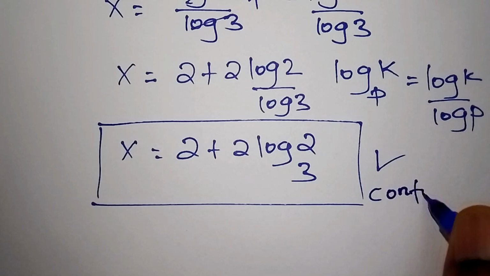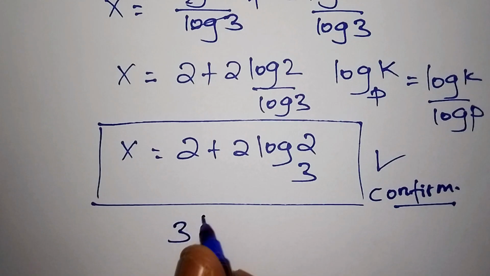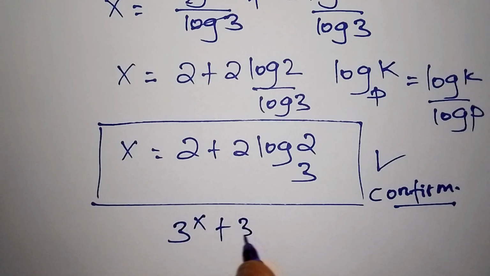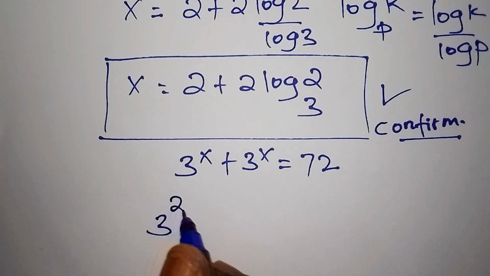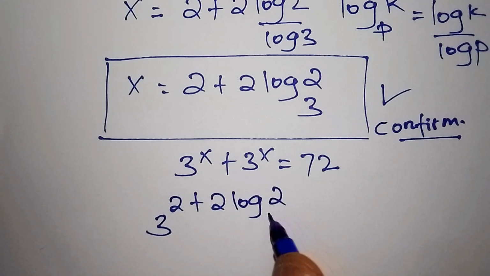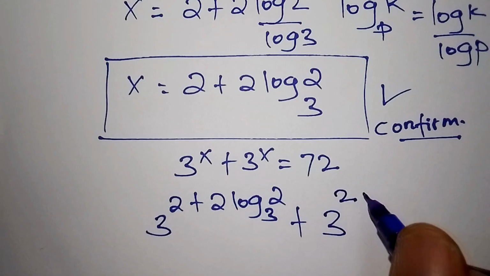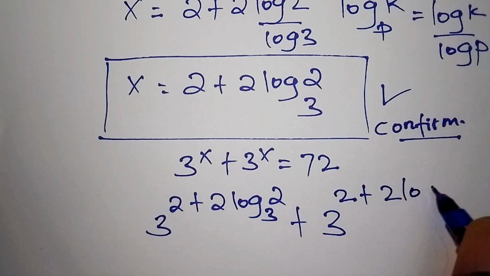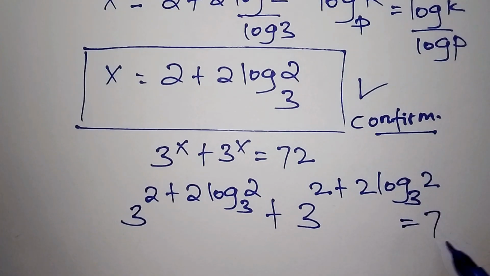So let's now confirm the answer that we got. Our maths problem was 3 to the power of x plus 3 to the power of x is equals to 72. Where this x, we write the correct answer. So we shall now have 3 to the power of 2 plus 2, the log of 2 to the base of 3, plus 3 again to the power of 2 plus 2, the log of 2 to the base of 3, which is equals to 72.